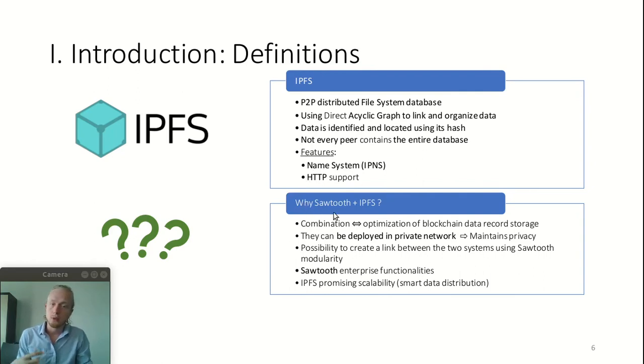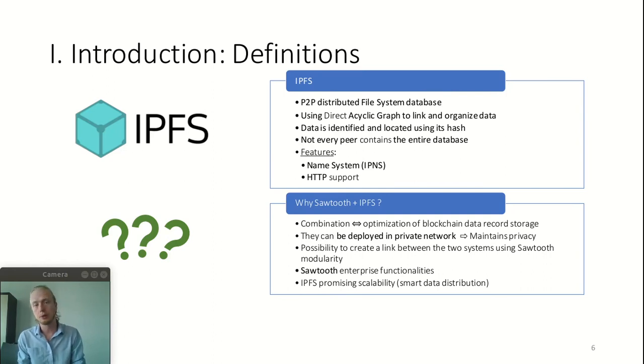So why do we want to use Sawtooth and IPFS? We want to combine the two of them to optimize the blockchain data record storage. We'll talk about that in a few slides. And one other reason to use the combination of those two systems is that they can be deployed in a private network, and that means that we can maintain a certain level of privacy.